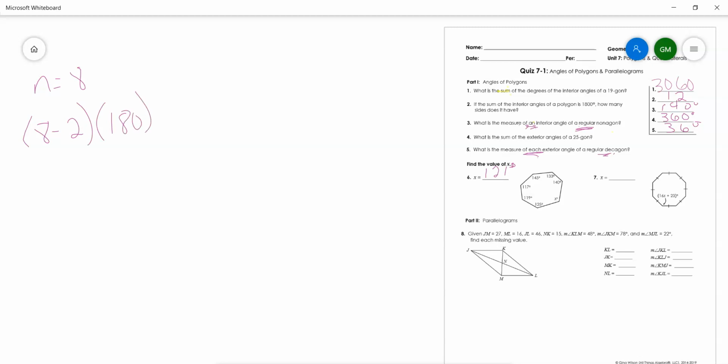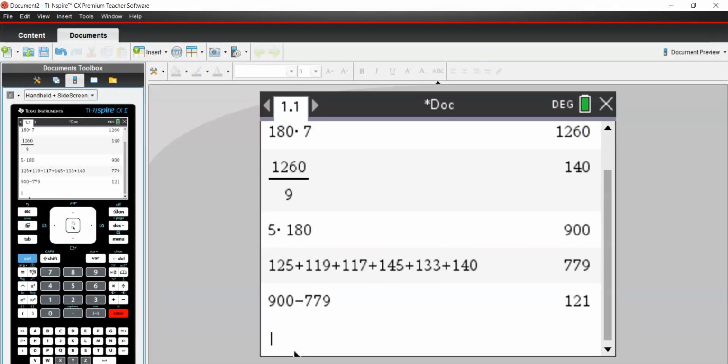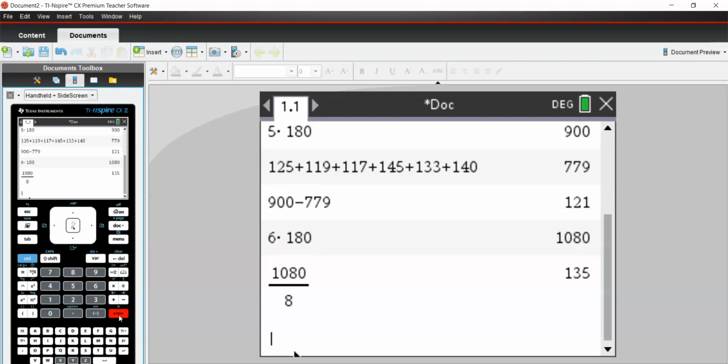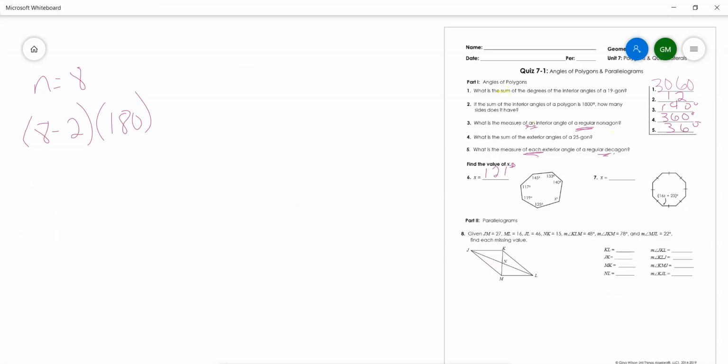So let's verify that one into our calculator. So n minus 2, 8 minus 2 is 6 times 180. Okay, that's 1080. And we will find one angle, so let's divide it by 8 sides, 8 angles, and that gives me 135 degrees. So each interior angle is going to be 135.